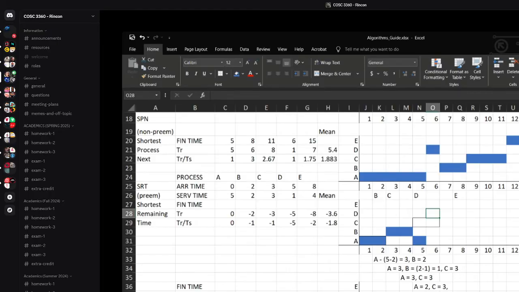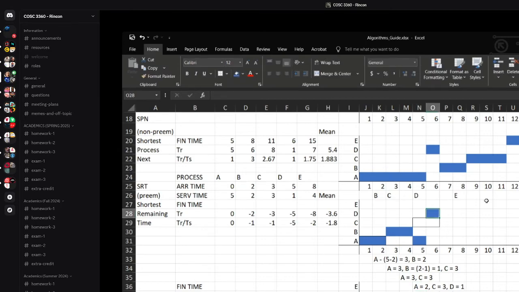Okay. So A has 2 left, and then C has 3 left, right? And at this time, D actually enters the queue because D has an arrival time of 5 and a service time of 1. So in here, we need to say D is equal to 1. Okay, so between these three, which one has the shortest remaining time left? Well, it's D, right? So D needs to run right now.